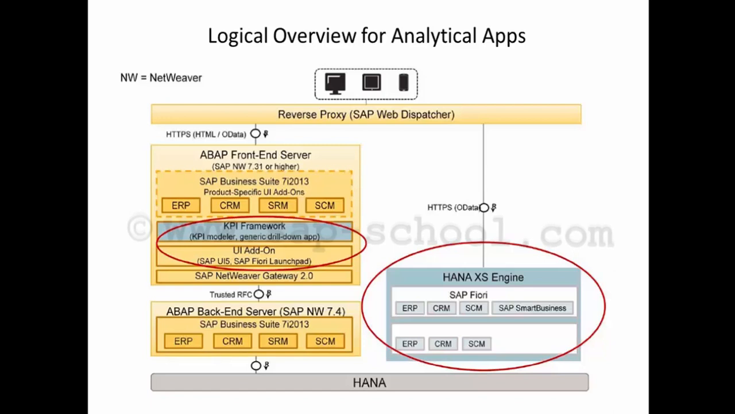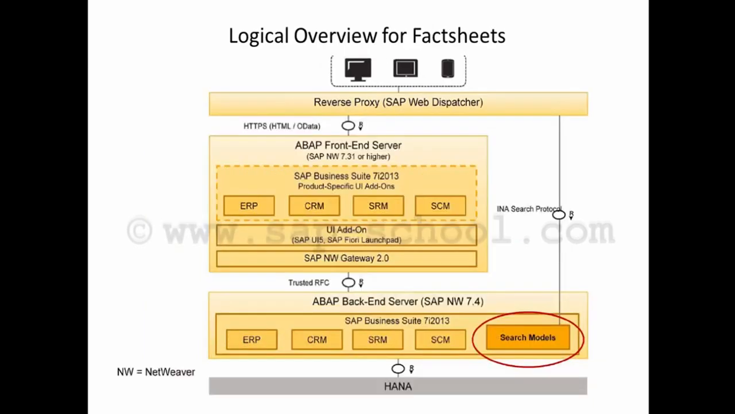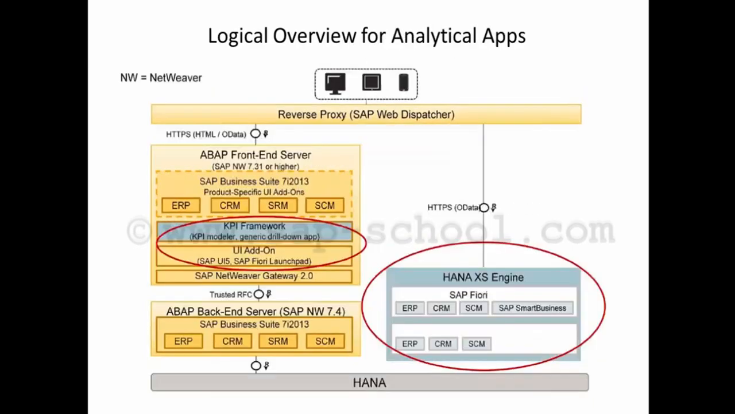So similar to my fact sheets, my analytical apps will also need a HANA database as a compulsion or as a mandatory option. There is no way that we can run our fact sheets or the analytical apps on any other database except for SAP HANA. The reason is that my fact sheets need the search models, which work only with SAP HANA, and my analytical apps need the virtual data models, which work with the HANA Access engine.